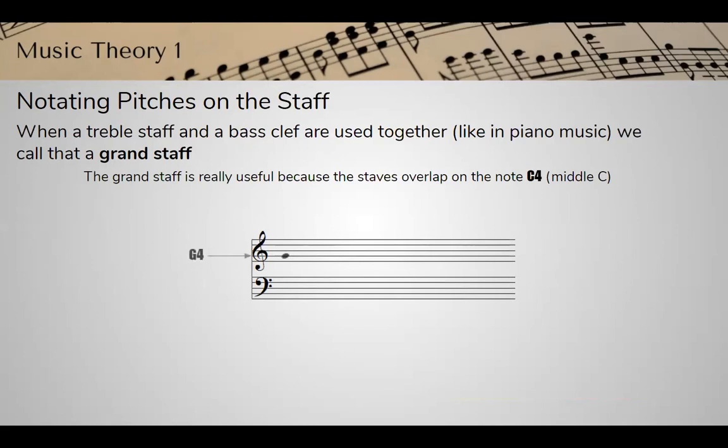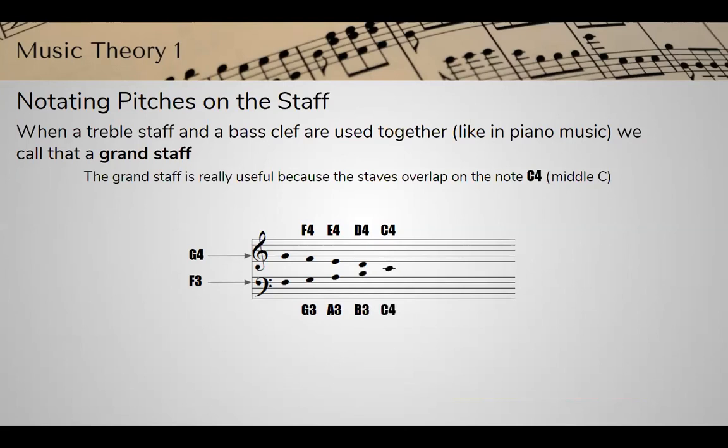If I start writing notes going down from the treble clef, G4, the next note down would be F4, then E4, then D4, and we'd eventually get down to C4. Then if I went up from the bass clef, we'd have G3, A3, B3, and then we would get to C4 again.